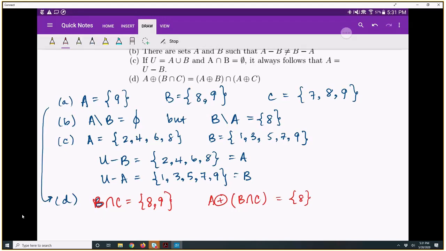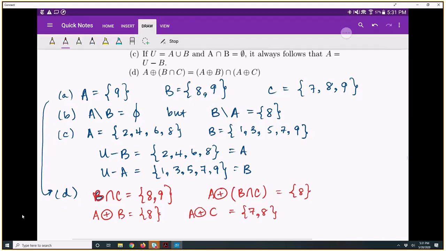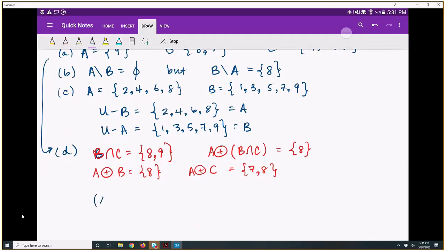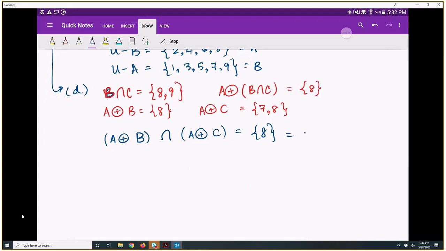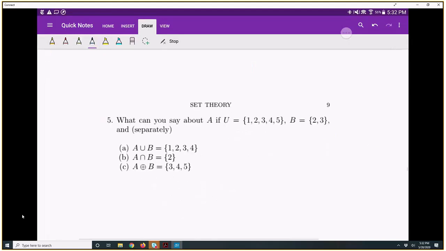Whereas if I did A symmetric difference B, I get {8}. A symmetric difference C, I get {7, 8}. So A symmetric difference B intersected with A symmetric difference C is {8}. So these sets work. Again, that's not a coincidence.